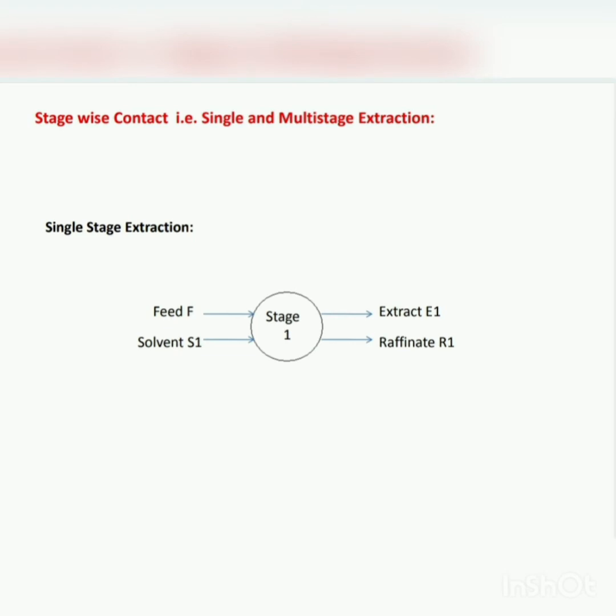Extraction operation can be carried out as single and multi-stage extraction. Let's first see single stage extraction. In single stage extraction, the feed F containing solute and solvent is contacted with the external solvent S1 in a single operation. Then the two phases, that is extract phase E1 and raffinate phase R1, are obtained and are separated on the basis of density difference.